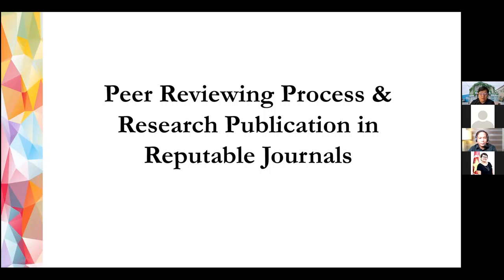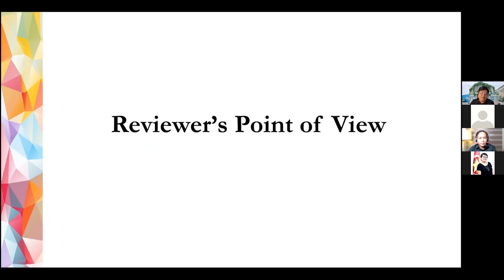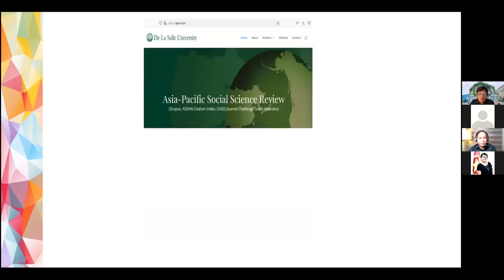Okay, so I will be discussing to you this morning the process of peer reviewing and at the same time how we can properly identify the right journal for us. Okay, so in this presentation, I will be taking the point of view of a reviewer, being a reviewer of some journals. So as of the moment, I do peer review for Asia Pacific Social Science Review, which is a Scopus Index journal managed by De La Salle University and currently ranked Q2.